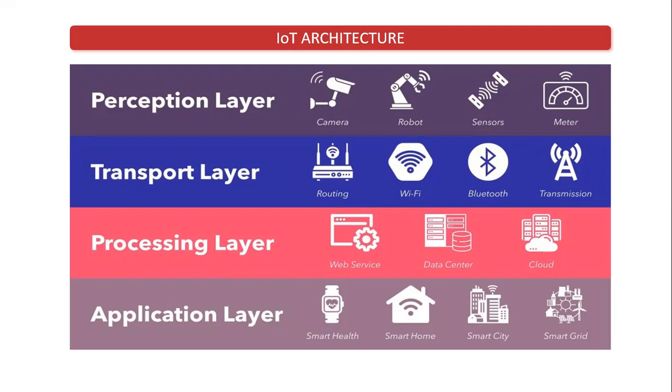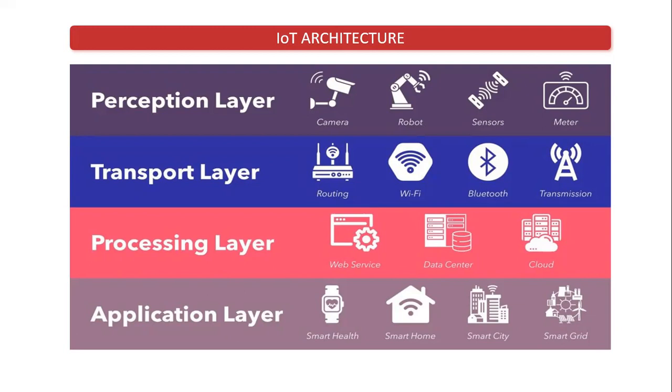It involves sensing the environment, and it captures the relevant data and converts it into digital information. For example, this layer includes temperature sensors, detectors, GPS trackers, and then cameras.